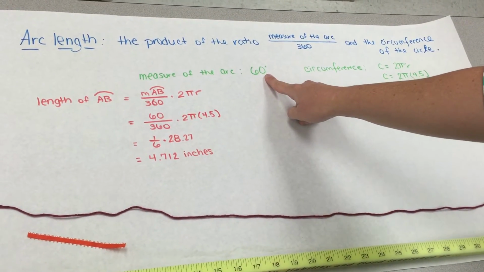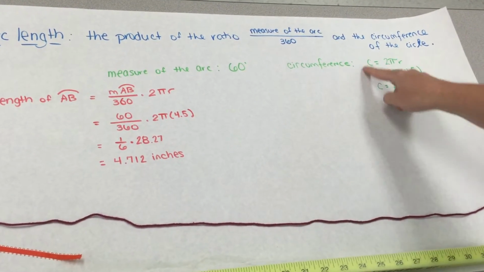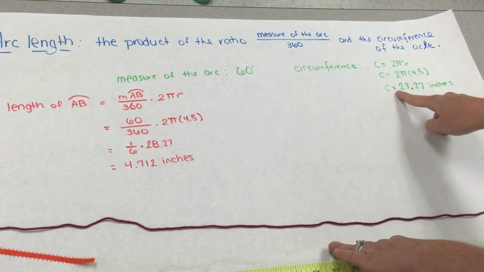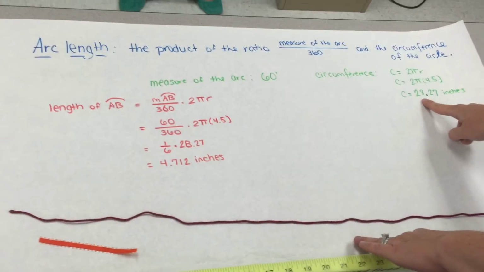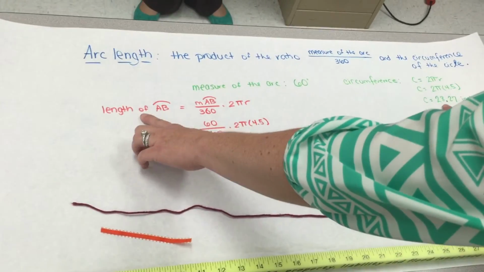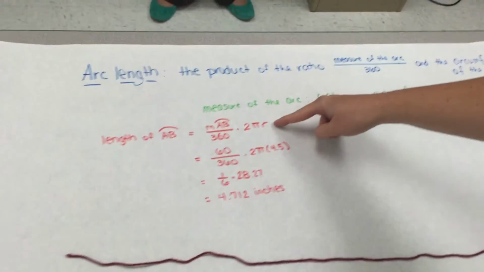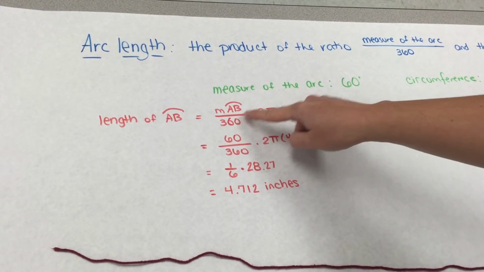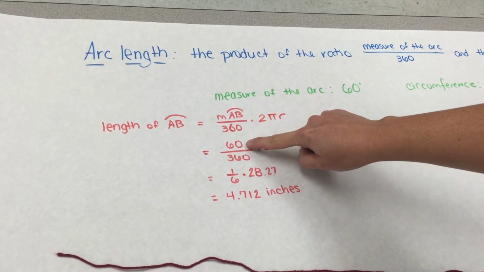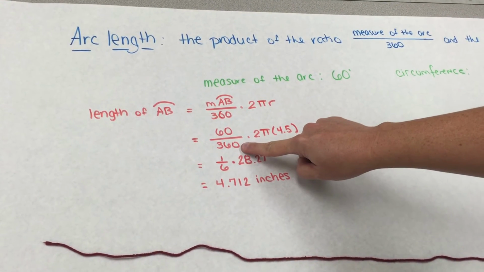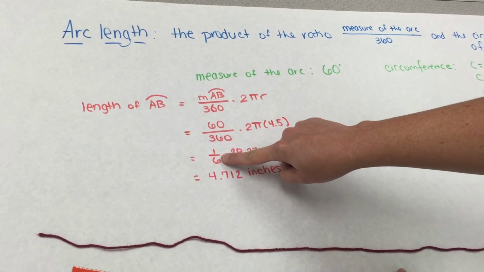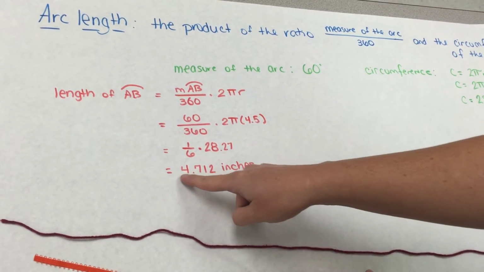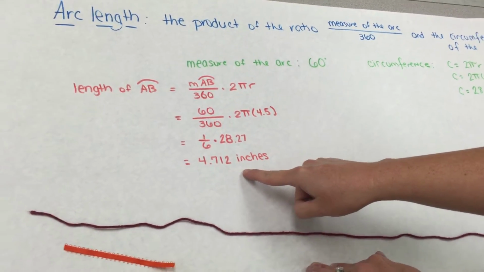The measure of our arc is 60. The circumference is found by using our circumference formula, radius being 4.5 inches, so we get a circumference of 28.27 inches. The length of the arc AB is found by multiplying the measure of our arc over 360 times the circumference. Our arc was 60 degrees over 360, giving us a fractional part of 1/6 of that circumference, which is 28.27, giving us a length of 4.712 inches.